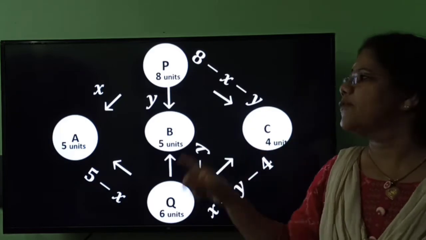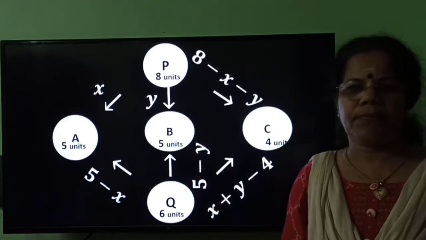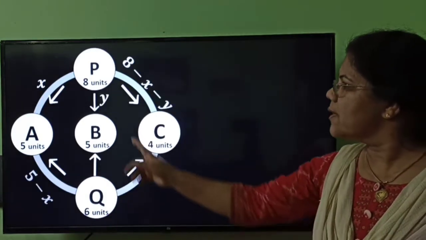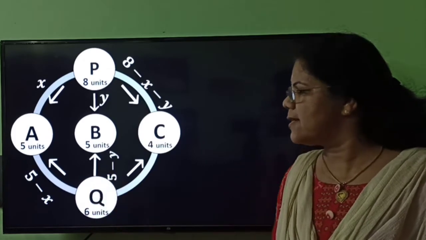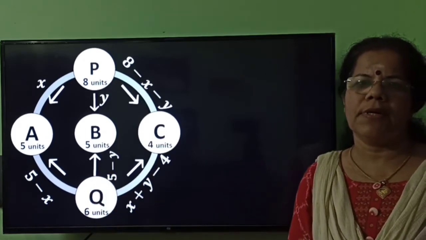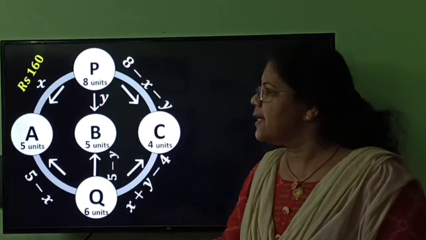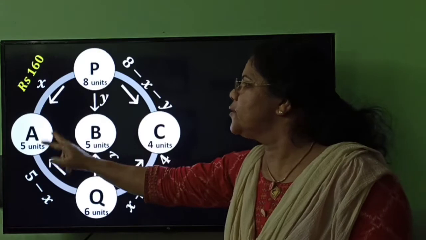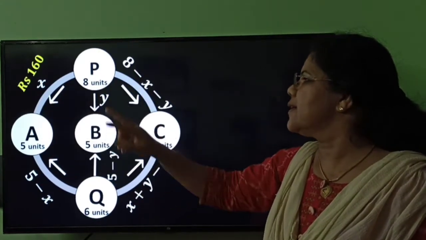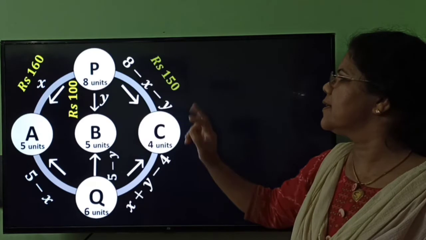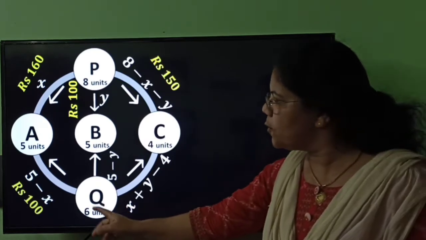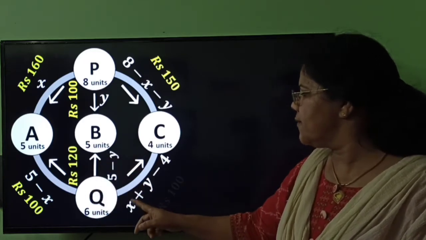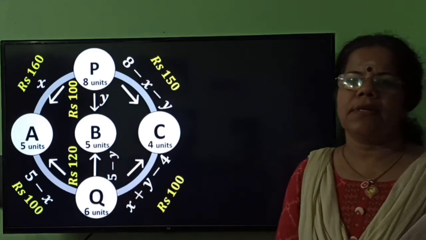So all this information we have put in the picture: X, Y, 8 minus X minus Y, 5 minus X, 5 minus Y and X plus Y minus 4. Now see some additional information. The transportation cost per unit from P to A is 160, from P to B it is 100, and from P to C it is 150. From Q to A it is 100 rupees, from Q to B 120, and from Q to C 100 rupees.